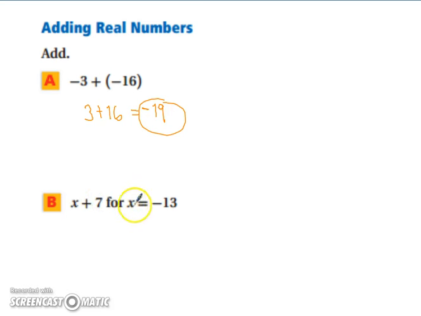All right, we have x equals -13, so we're going to substitute -13 in for x. So we now have -13 plus 7. The signs are different, so that means we need to subtract their absolute values. So we have 13 minus 7, which gives us 6. Which one has the larger absolute value, 13 or 7? 13 does, and it has the minus sign, so your end result is going to be negative.